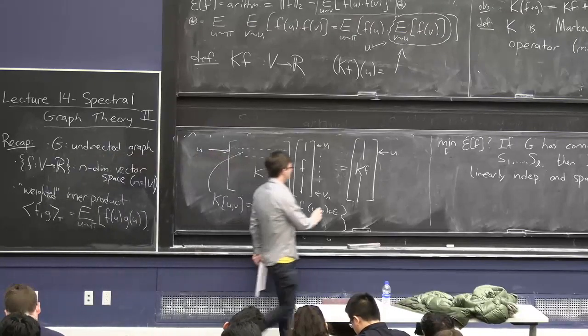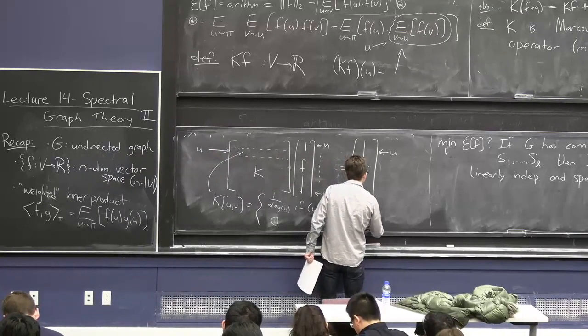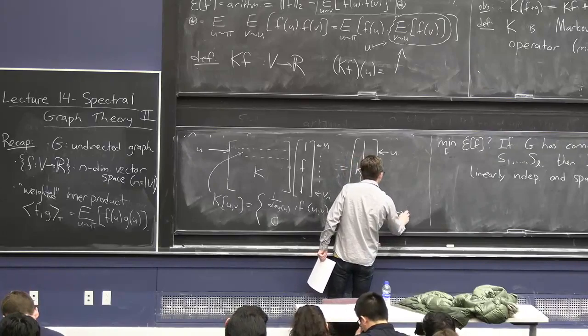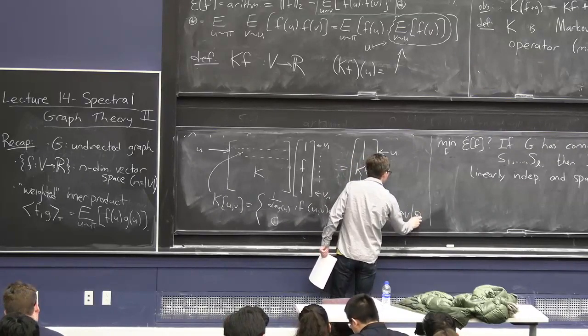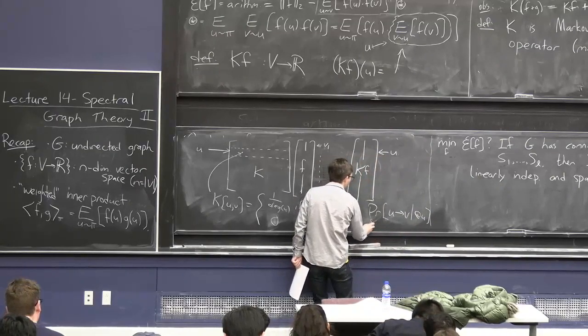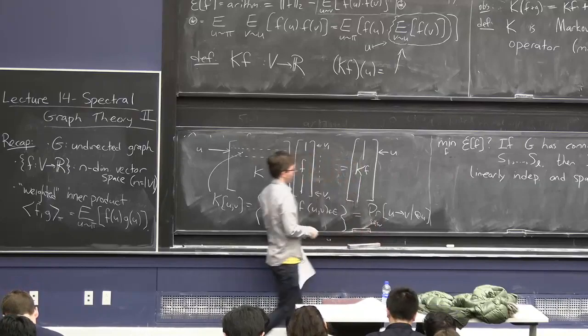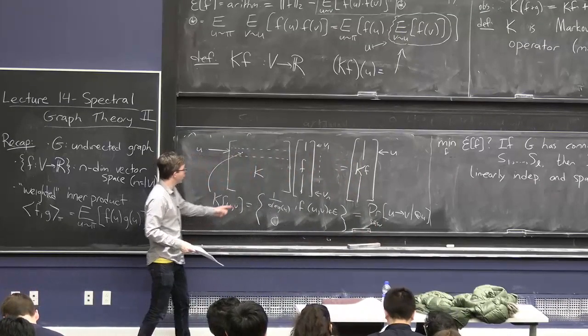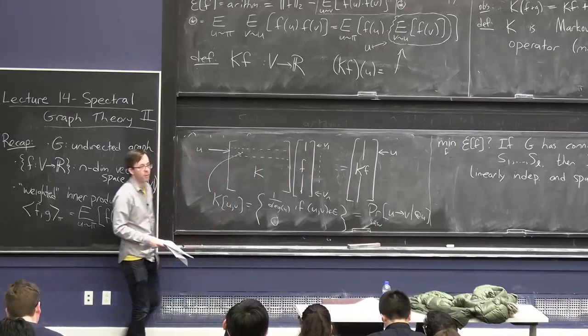Or another way you could say this is the probability that u would step to v in the standard random walk starting at u. This is bad notation, but just saying if you're doing a standard random walk and you're at u, then this entry here is the probability that you go to v in one step.